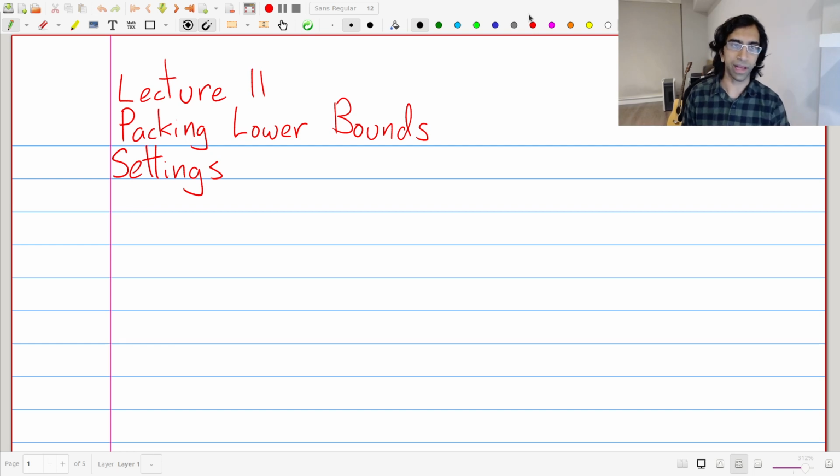Up to this point, this class has focused mostly on upper bounds for problems. That is, we have a problem and we provide an algorithm that solves that problem. One might naturally ask whether these algorithms are the best we can do, or if maybe by being a more clever algorithm designer, we could have actually done better.